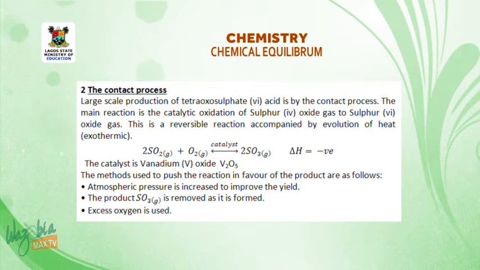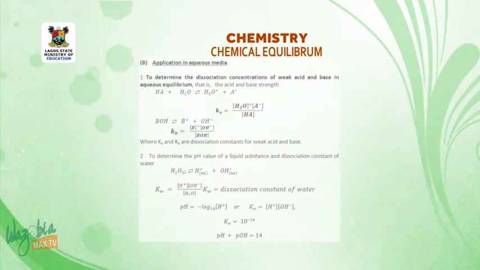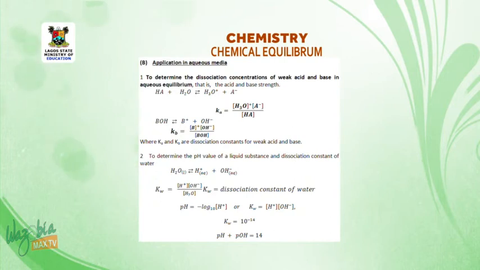The methods used to push the reaction in favor of the product are as follows. 1. Pressure is increased to improve the yield. And number 2 is that the product, SO3 gas, is removed as it is formed, and also excess oxygen is used. Now let's go to the application in aqueous media.